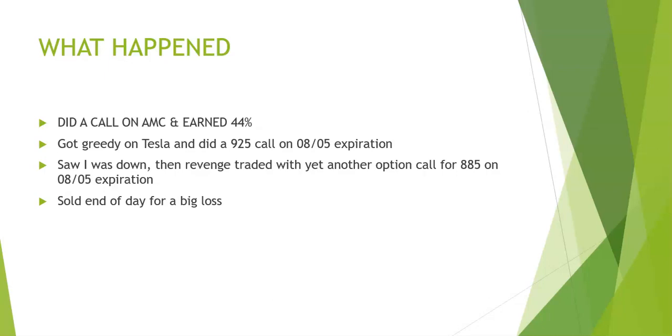So I decided I'm going to revenge trade. I'm going to take another option call out, because it was at about 880, and I said, okay, it's going to rise at least $5 from here, right? So I got an option call at 885, expiration on the 5th, which was Friday. So one day, really just a couple hour option call. And then it started going down further and further and further. I ended up having to sell by the end of the day. Pretty much every penny that I put in, I lost.